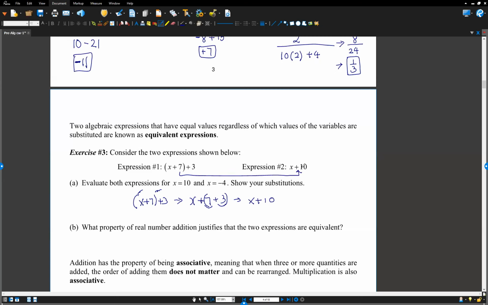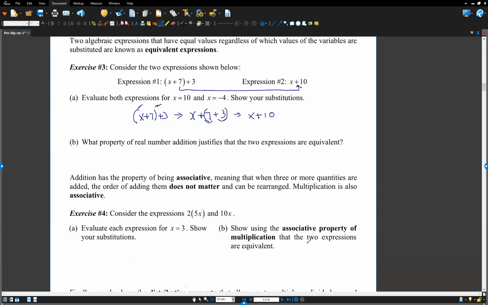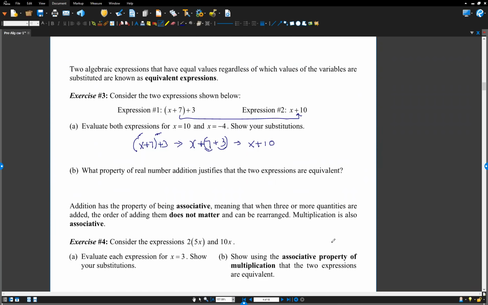That's the simplified algebraic expression. But this is okay. I don't want to make you confused. We're gonna write associative, it doesn't matter, just try to use this one, okay? Maybe you can use the associative property. Okay, I'll take a look at it. What is the associative property?